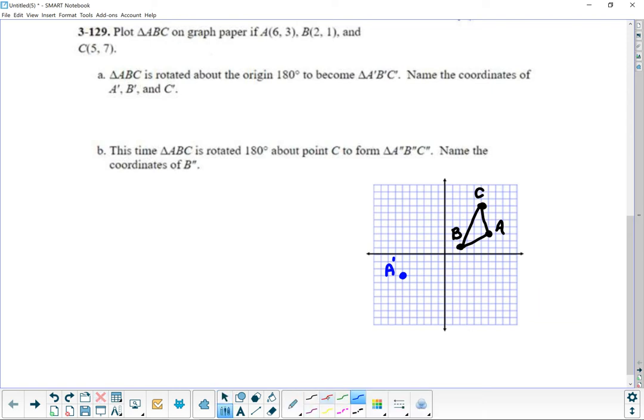Okay, point B is 1, 2 to the right and up 1. So 180 degrees would be exactly the opposite. To the left 2, 1, 2, and then down 1. And that would be our point B prime.